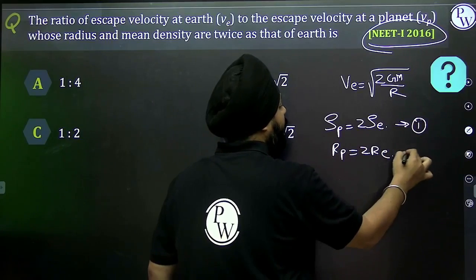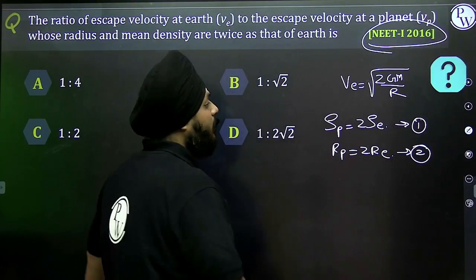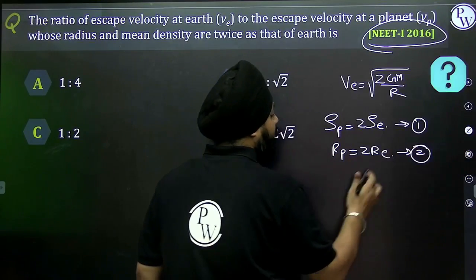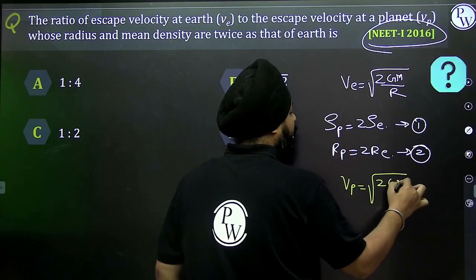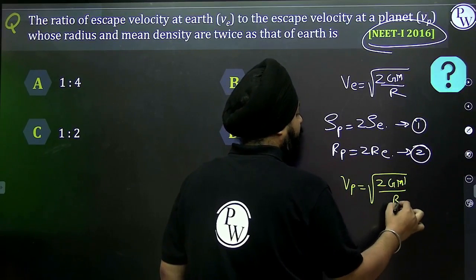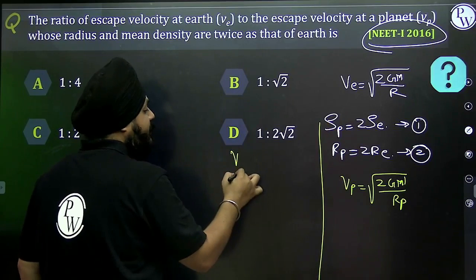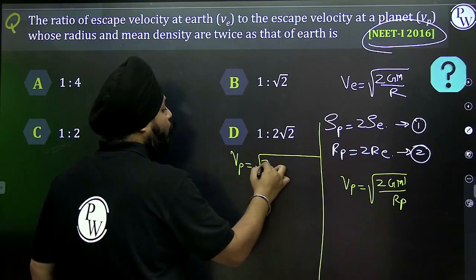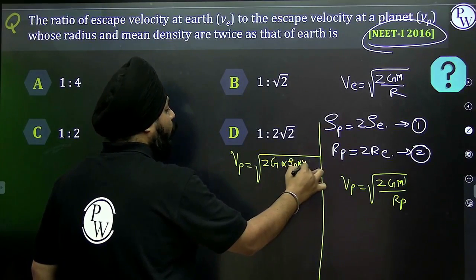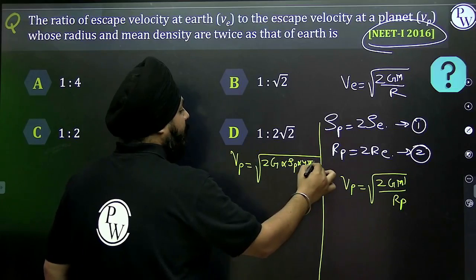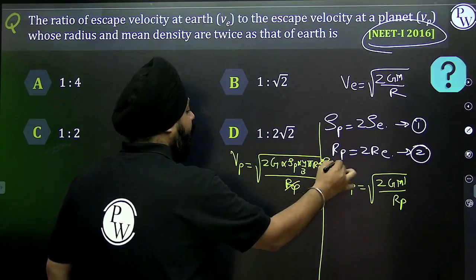Consider this as equation number 1. Consider this as equation number 2. What will be the escape velocity of that planet? Under root of 2GM' divided by the radius of the planet, right? Escape speed of the planet is under root of 2G. Mass is density into volume. Density of the planet into 4 by 3 pi Rp cubed, whole divided by Rp. This Rp is going to cancel.